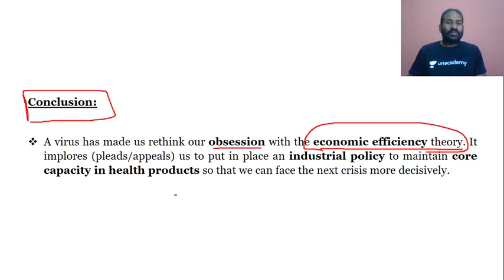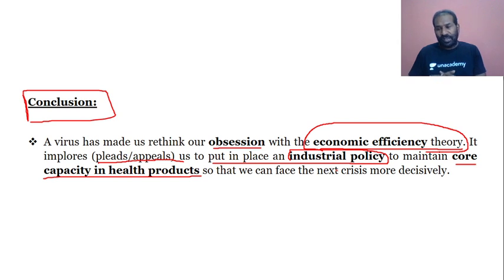And this implores, it pleads and appeals to us. Why does it plead and appeal to us? To put in place an industrial policy. Now what is important is not the economic efficiency theory or the economic liberalization, but a very well placed industrial policy. Why is industrial policy important? To maintain core capacity. What is core capacity? That is the health products.